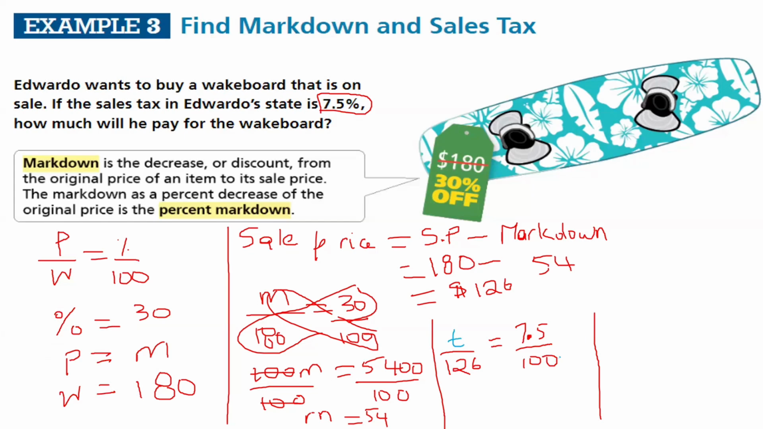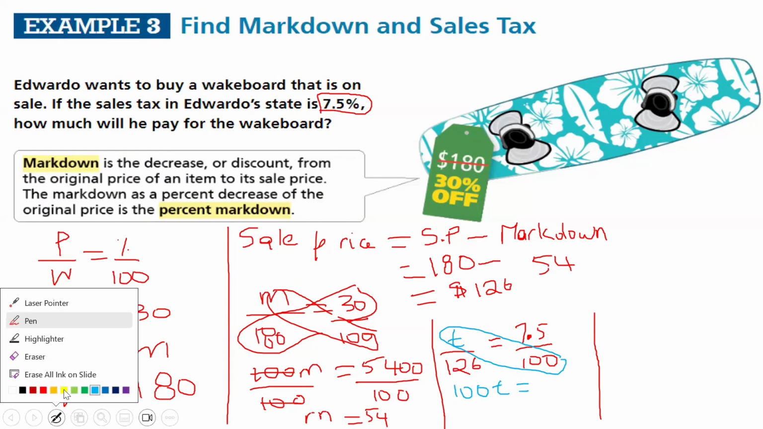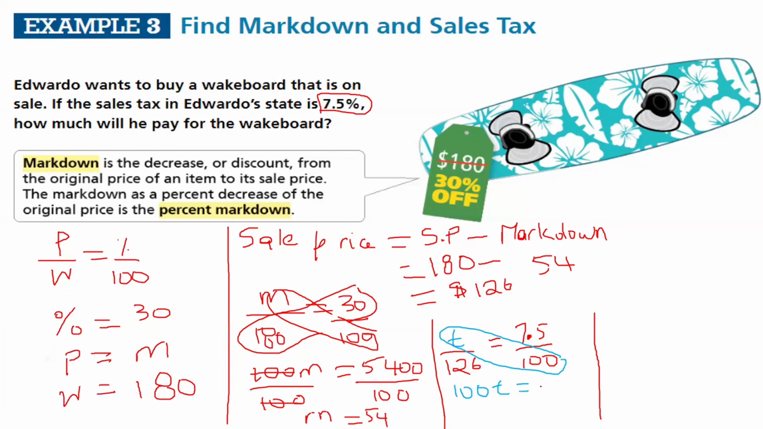Again, I'm going to cross multiply. T times 100 is 100T, and 126 times 7.5, that's going to be 945. So now I have my equation again. I'm going to isolate the variable T by getting rid of the 100. So I'm going to divide here by 100.